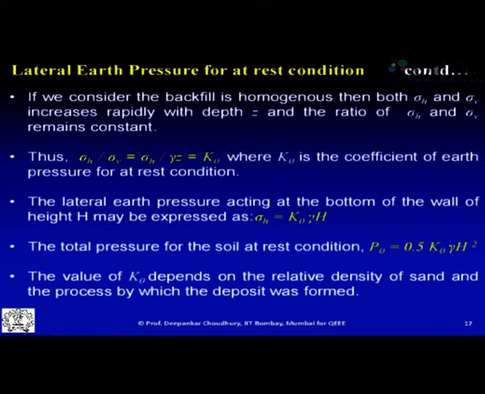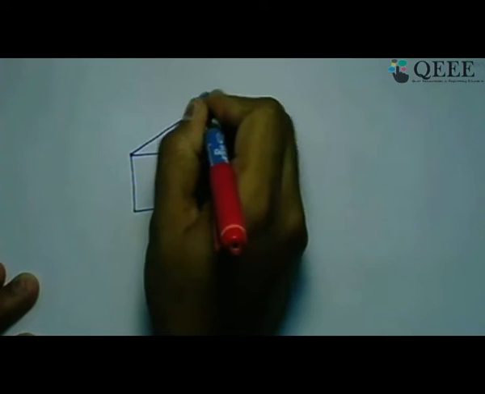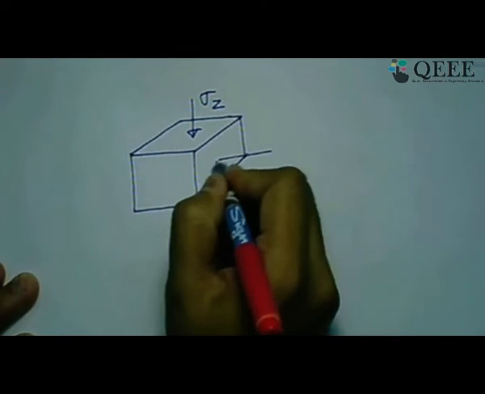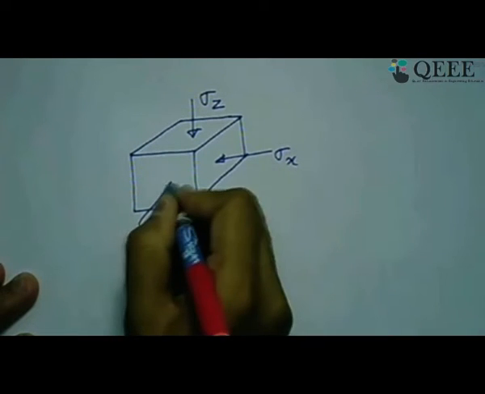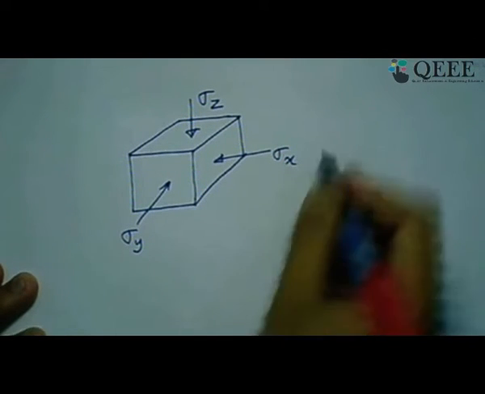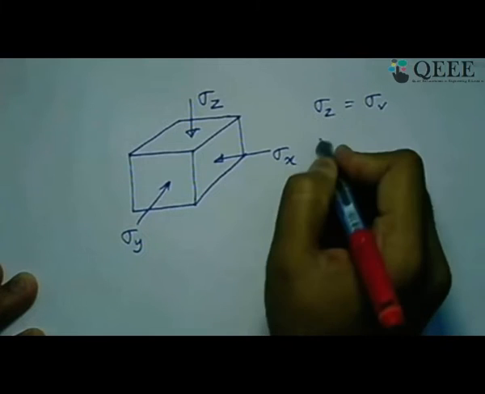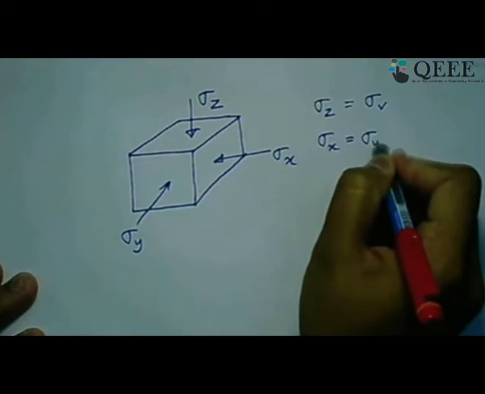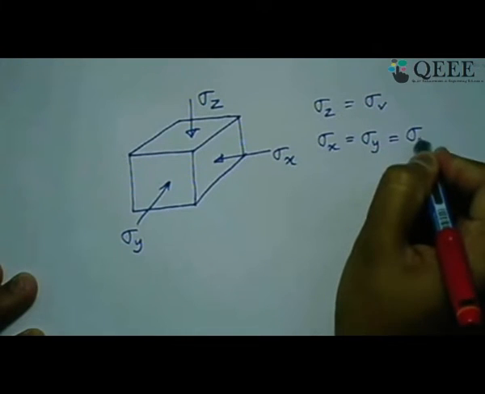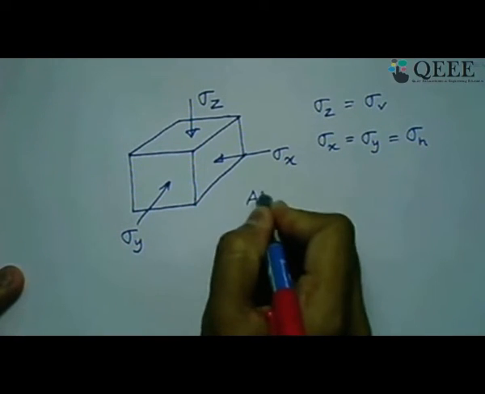So when we are talking about the state of elastic equilibrium, let us see what we get. If I draw a soil element, for this three-dimensional soil element, let us say this is our sigma z, this is sigma x, and this is sigma y. Now considering all these as principal planes, sigma z we have denoted as vertical stress sigma v, and for our case sigma x equals sigma y always, which equals sigma h, that is lateral stress. Now for this, what we have mentioned is the at rest condition of earth pressure.